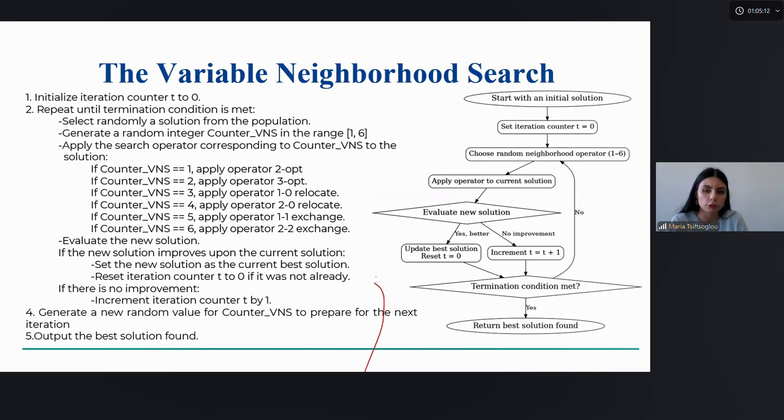Then we evaluate the solution, and if there is a better solution, we update the current best solution and we reset the counter to 0. Otherwise, we discard the solution and we increment the counter by 1. This process continues until the counter reaches its maximum number and the method returns the best solution found.